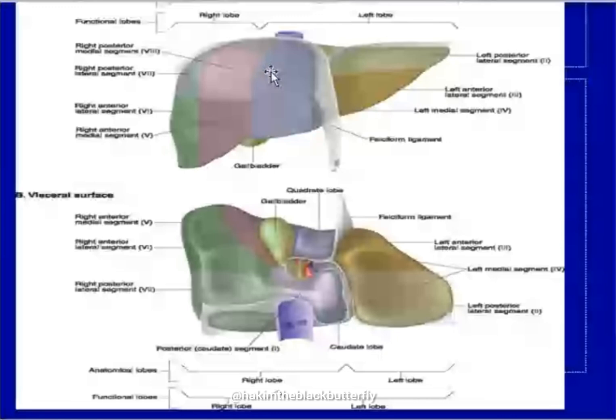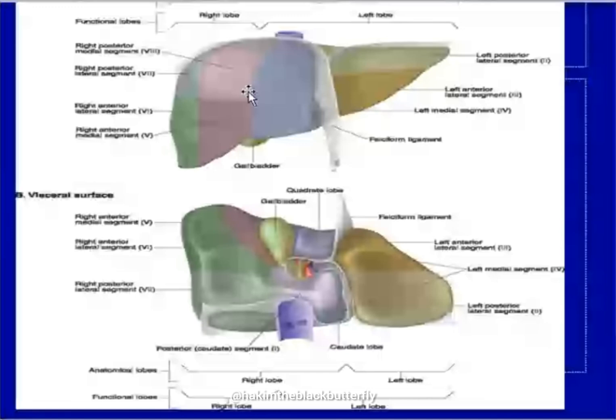The liver is further divided into segments. So here we have used colors to make it easy. These are what we call segments, and I'm going to talk about the segments of the liver. At the moment, I've talked about anatomical lobes. I've not yet talked about physiological lobes, and I've not yet talked about segments.